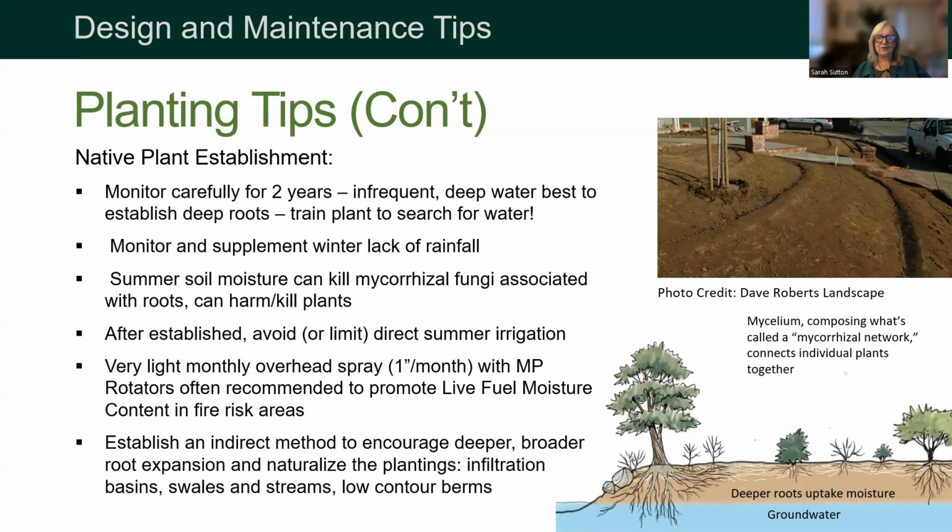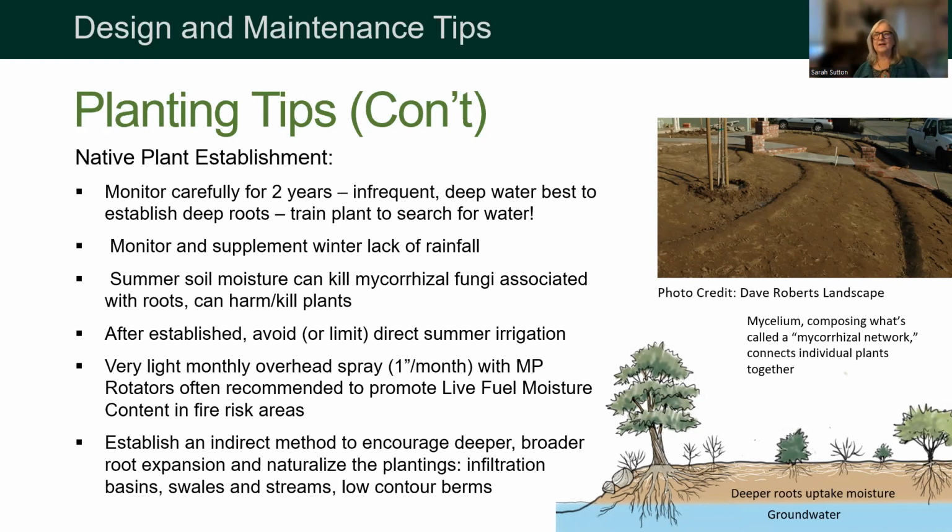Now, summer moisture, on hot days, moisture can kill the mycorrhizal fungi associated with the roots, and it also can harm or kill plants. It can actually activate pathogens that would not be activated in a dry summer soil. And that's where you get oak root fungus and other diseases when you've got native plants in a garden that's getting watered on hot days. Once they get established, you want to either avoid or limit the amount of direct irrigation you give them. It should be on the ground level, but not at the crown.